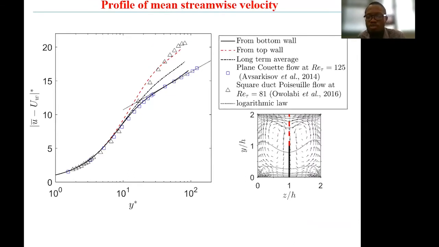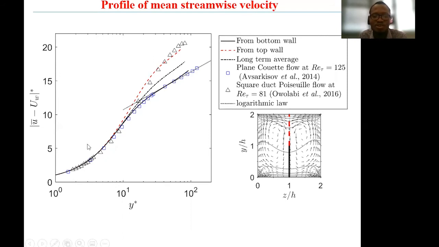Now, let us consider some turbulent statistics. Here I've shown the profile of the mean streamwise velocity, and the profile has been computed along the moving wall bisector. So the solid dark line represents the profile at the lower portion of the duct, while the red dashed line is the profile at the upper portion of the duct. And I've included the plane Couette flow data of Asakisov for comparison.